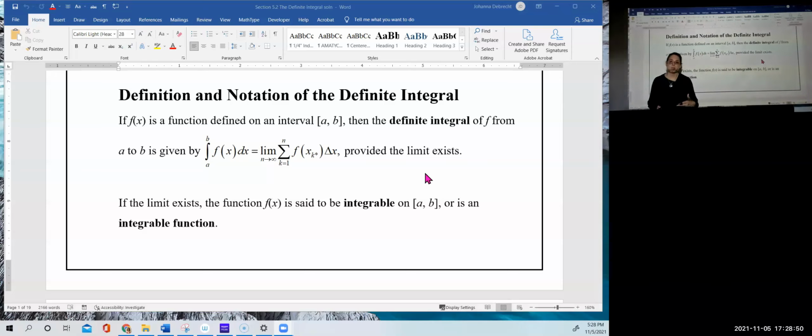Remember, the Riemann sum is approximating the area under the curve. And by taking the limit, we're allowing the width of each little subrectangle to go smaller and smaller and smaller, which makes the rectangles together better approximate the area under the curve. As the number of boxes goes to infinity, the width of each box approaches 0. Provided the limit exists, this is the value of the definite integral. It is that area between the curve and the x-axis.